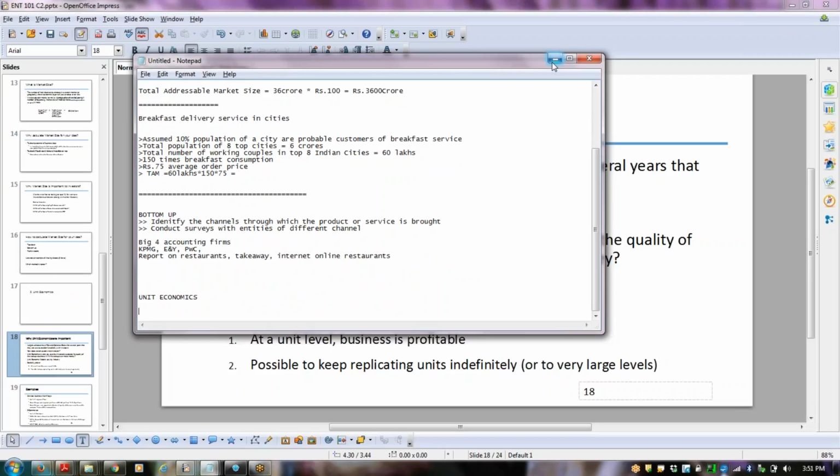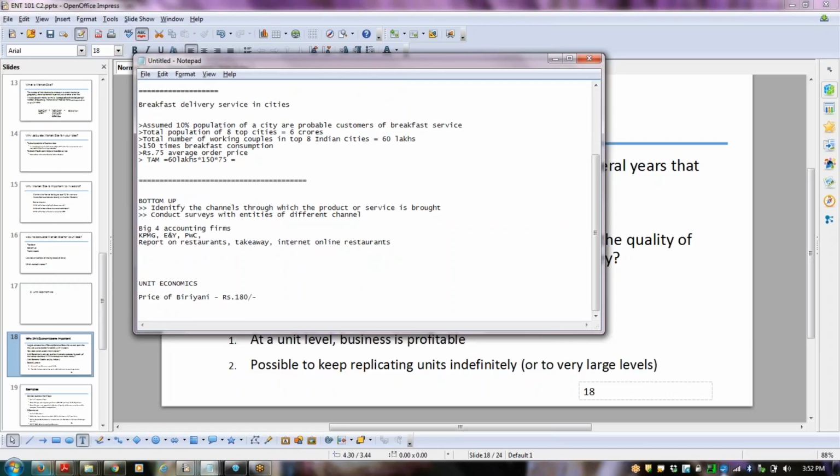So we did this as part of that breakfast service. Obviously, you don't eat biryani for breakfast, but we started with biryani and then we went behind other actual food items, and then we could build the proper unit economics for breakfast delivery. So if you talk about a biryani, we put the price of biryani as rupees 180. This is the typical average price of biryani in any Indian city.